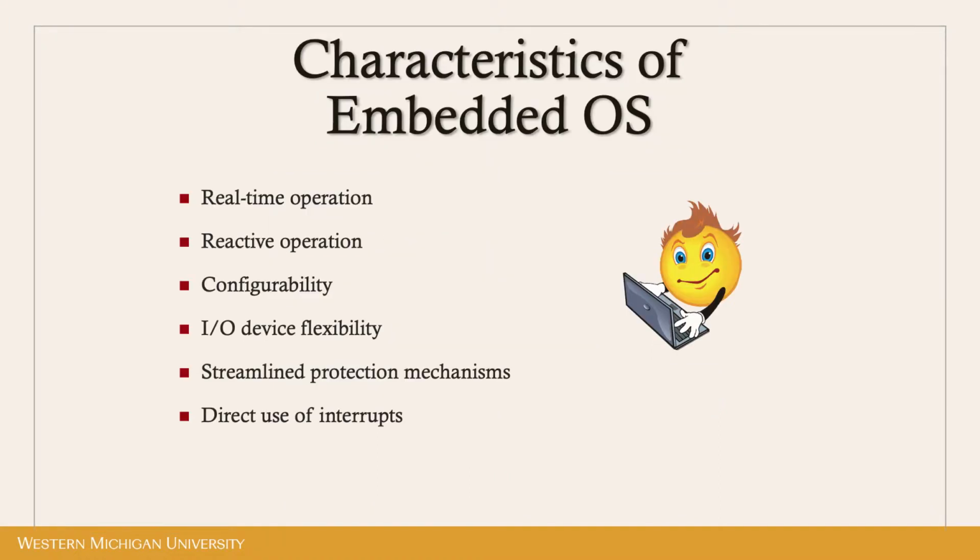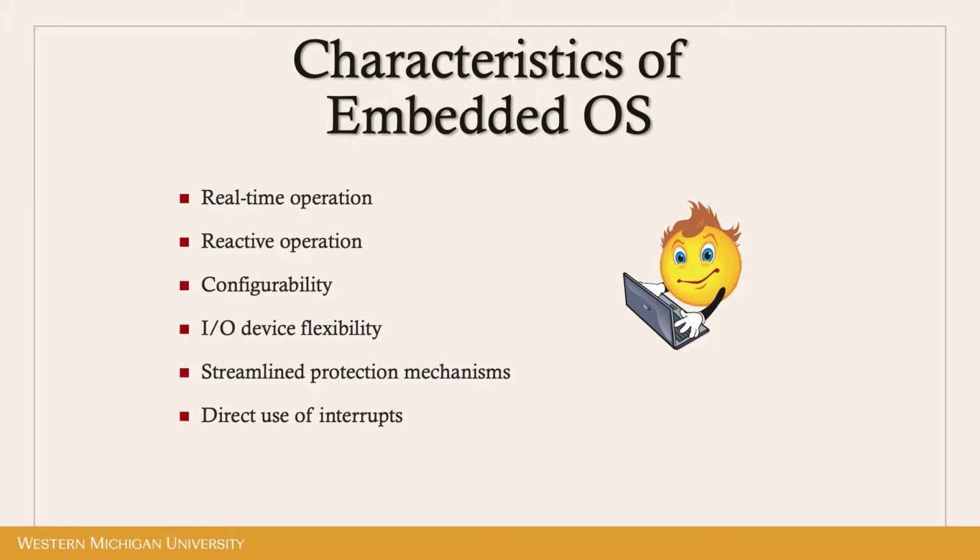So some characteristics of embedded operating systems. We have real-time operation, like I was just talking about. We have reactive operation, right? We need to be able to react to external influences from the physical world. We want some kind of configurability. We need I/O device flexibility, streamlined protection mechanisms, and we have to use interrupts directly. We have to process interrupts very, very quickly. We don't have time for a level of abstraction or a layer of abstraction between the processor and the interrupts that are coming in.